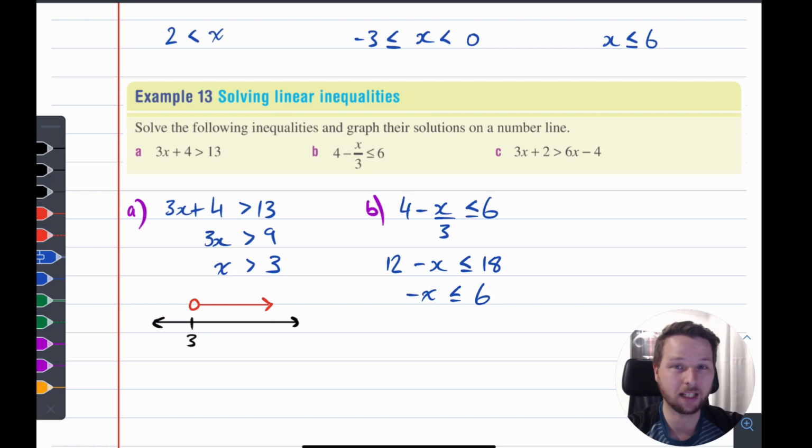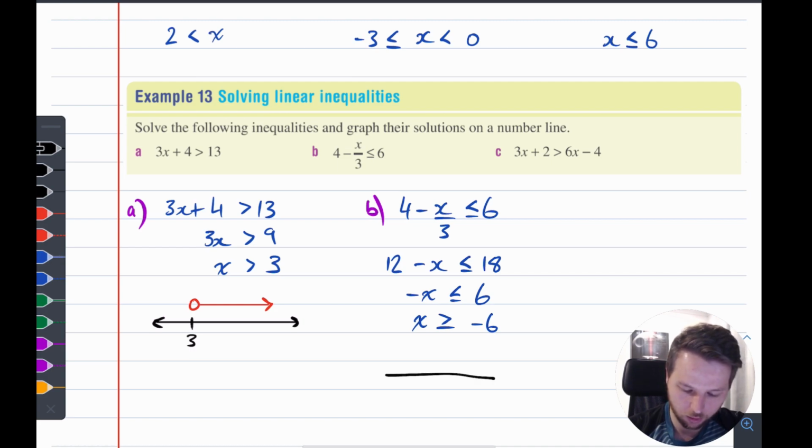Now, I don't want negative x, I want positive x. So if I multiply both sides by a negative number, in this case -1, I have to flip the equality sign. So instead of saying negative x is less than or equal to 6, positive x is greater than or equal to -6. And then again, we can graph this on a line.